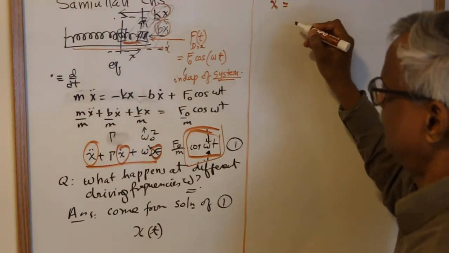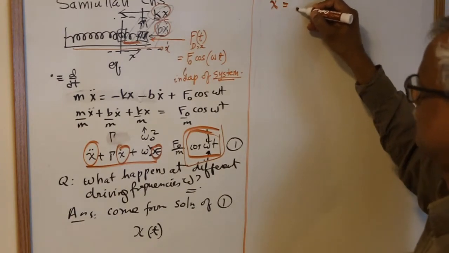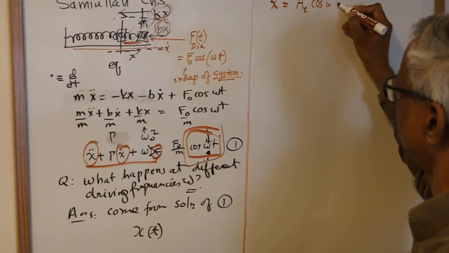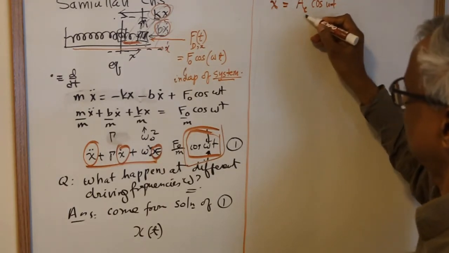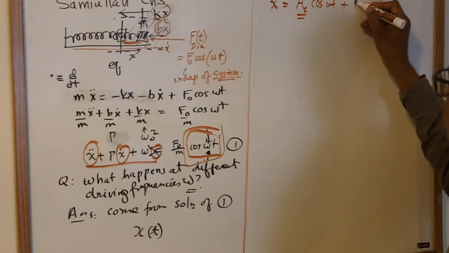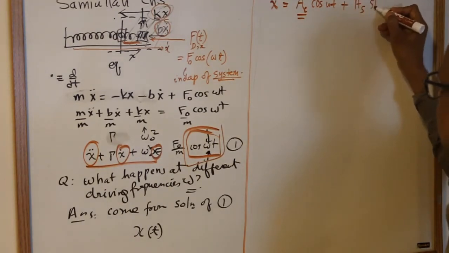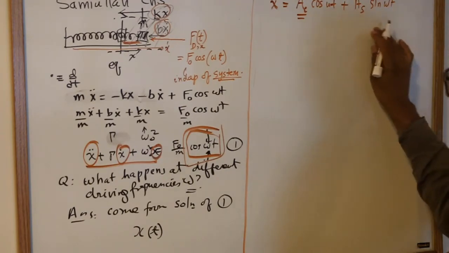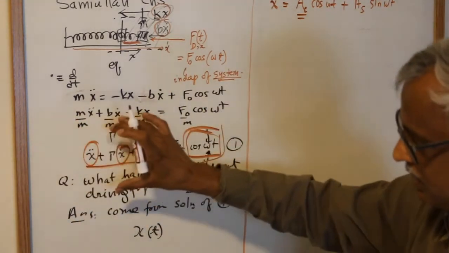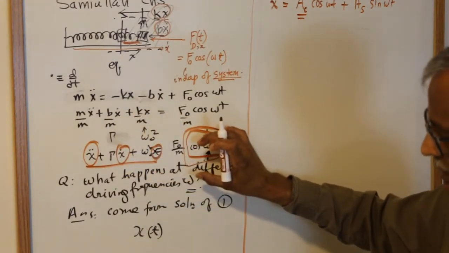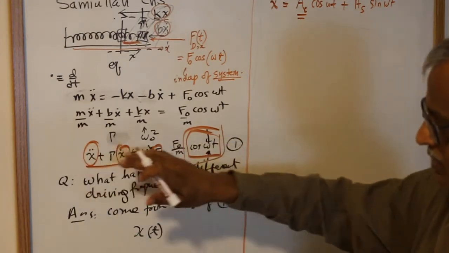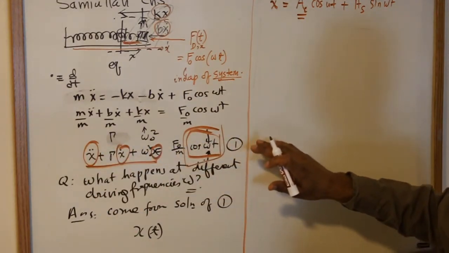x is equal to some constant, let's call it AC, cosine omega t, plus something I don't know yet that goes with sine omega t. So this has a fighting chance: if I plug this in here, I will have cosine omega t and sine omega t terms, right? And so that equation can be solved, right?